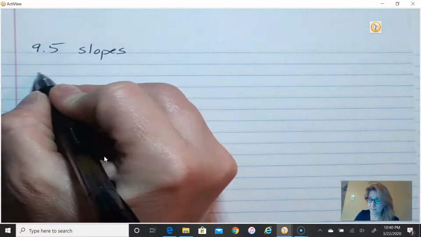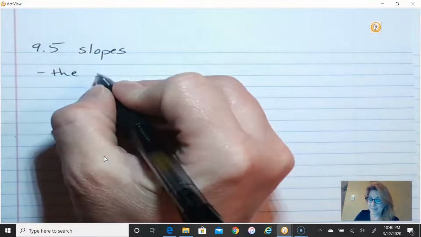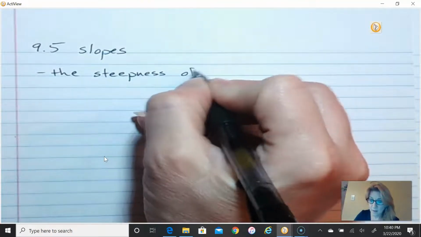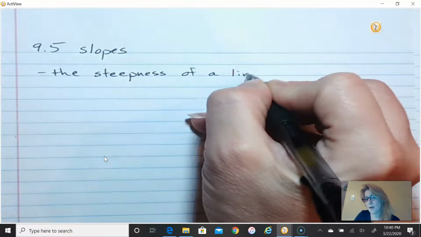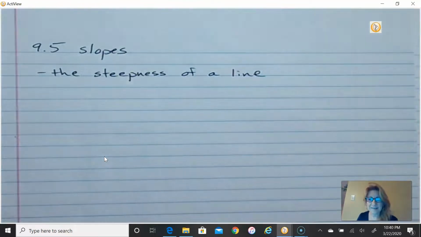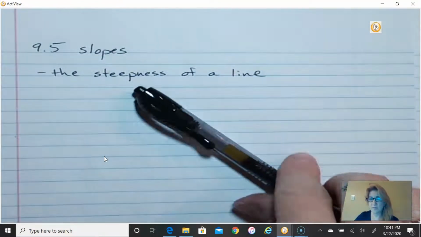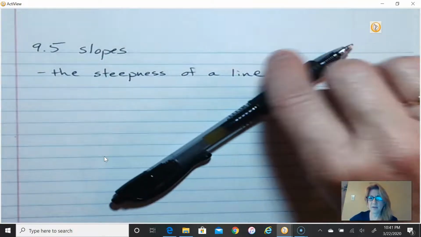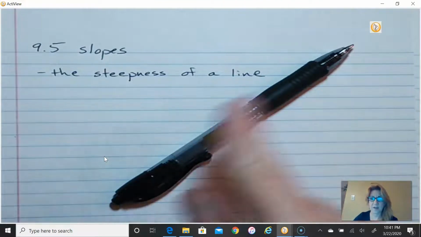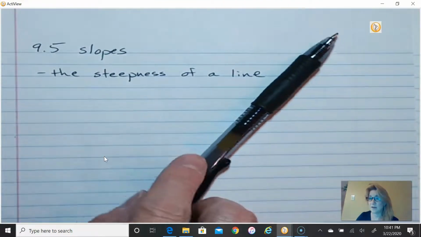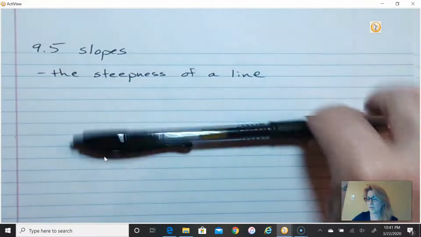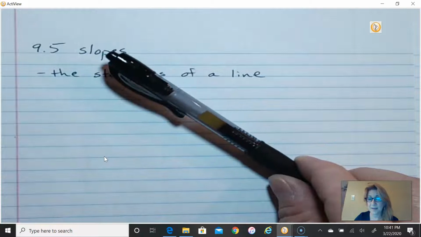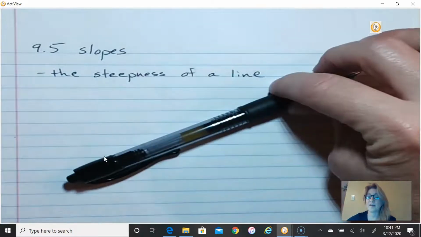Slopes. The steepness of a line. I think of it as like a ski slope, you know, like on a mountain. So anyway, this is your slope of a line. It's your line that's going up like this, or even this way. Pretend my pen is a line and it's sloping.